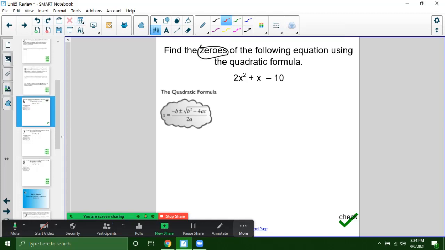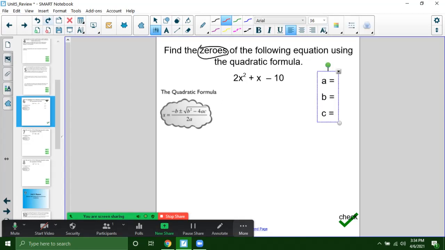So right here, we have the quadratic formula in this little cloud thingy. We have to note that we have to find what the A is, what the B is, and what the C is. So we have to find the values for that. So our first step is always to find what A is, what B is, and what C is.